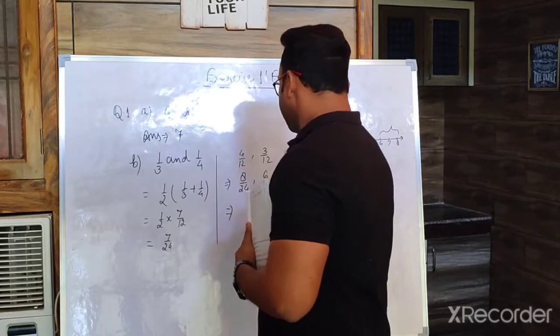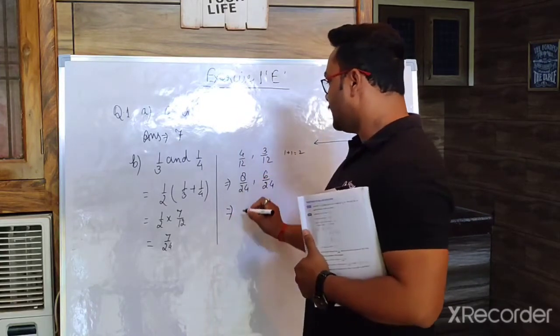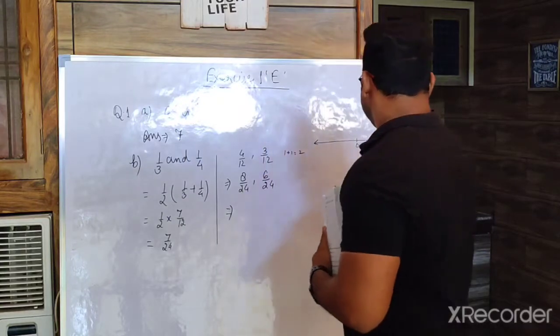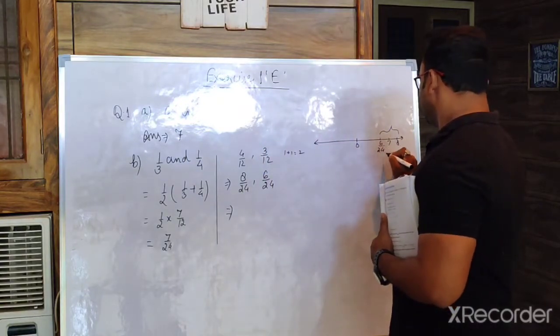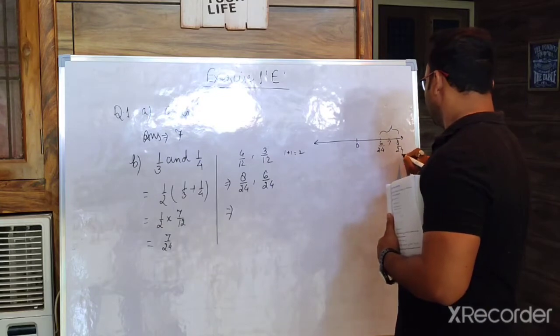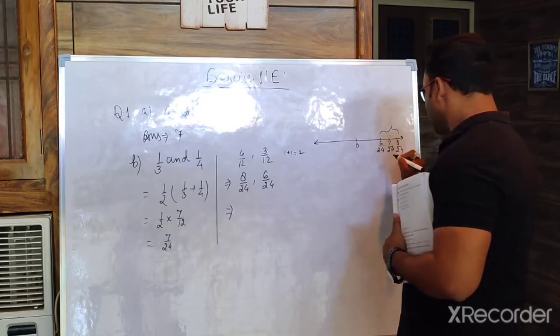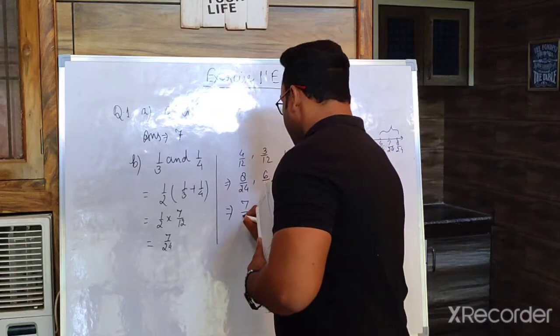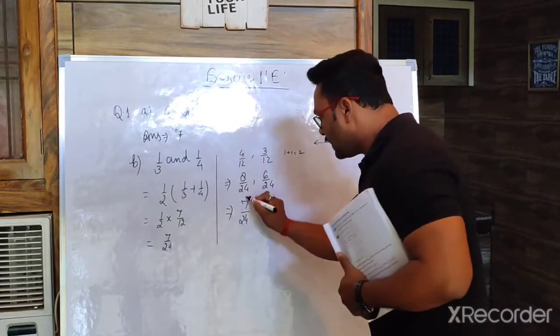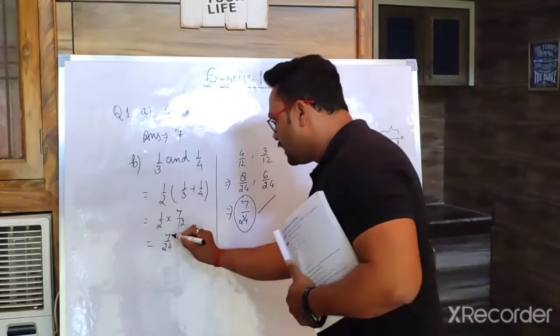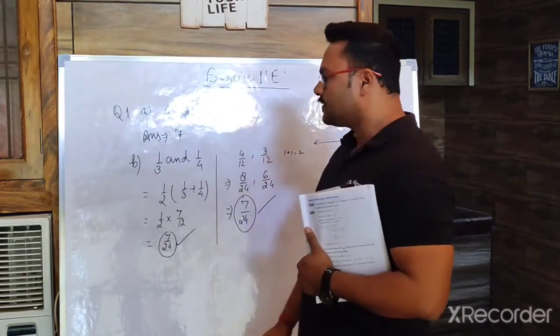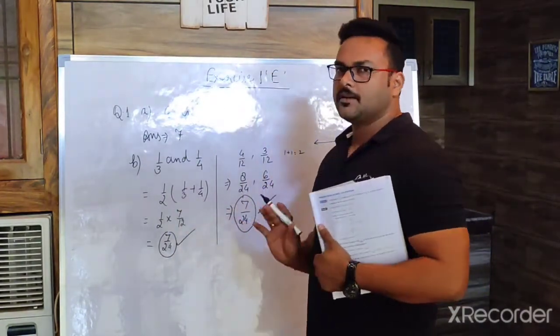So what will come between 6 by 24 and 8 by 24? Suppose here is 6 by 24 and here 8 by 24. So in between you will get 7 by 24. 7 by 24. See the answer. This answer is also the same as this one. Both the answers are the same. Any way you can follow.